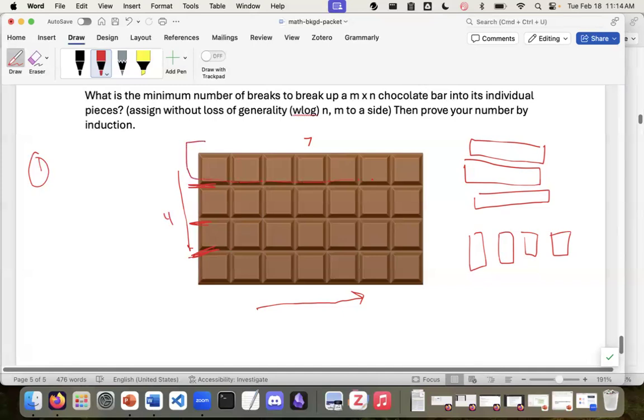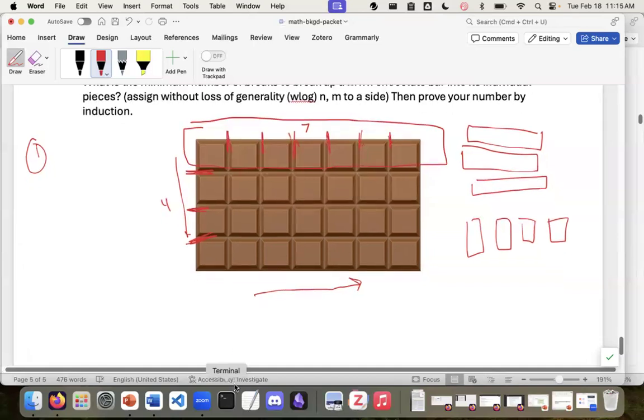So I've got this top row. How many breaks does it take? 6? 1, 2, 3, 4, 5, 6. Yeah. Okay, so now I've got my 7 individual pieces of chocolate. To get the rest of the pieces of chocolate, I have to do 6 breaks on this row, right? 6 breaks on the next row, 6 breaks on the following row.